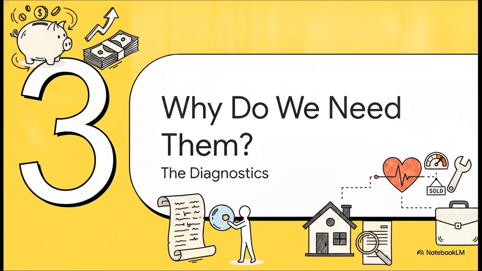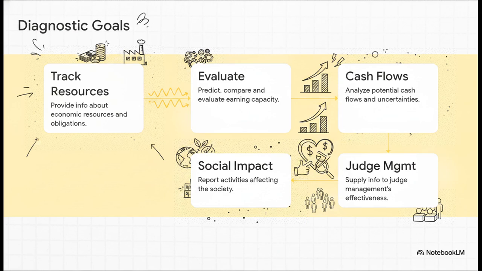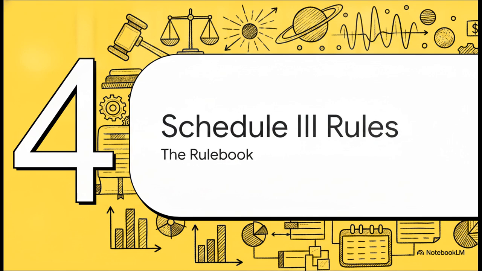Section 3. Why do we need them? The diagnostics. Now, if this report is such a mishmash of historical artifacts and human estimates, you might be wondering, why is it so vital? Well, we use these diagnostics to track economic resources and then predict if the business is actually going to make money. From there, we analyze the cash flow, which is really the heartbeat of any company, judge how effectively management is using those resources, and finally, report on their social and environmental impact. At the end of the day, these statements give stakeholders the diagnostic power they need to make massive, real-world economic decisions.